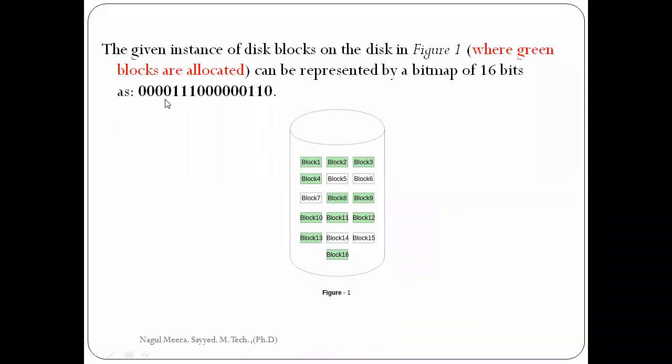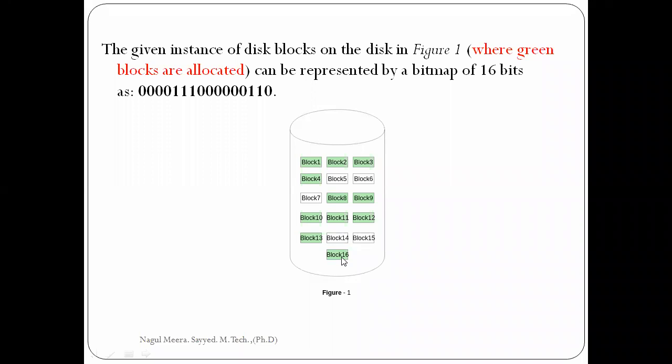Look at this one also. First, four zeros are there, that means those blocks are occupied. Then 1, 1, 1, because those are free. Then 0, 0, 0, 0, 0, 0, because these are all occupied. Then 1, 1, these two are free. Again the last one is 0, because this is occupied.